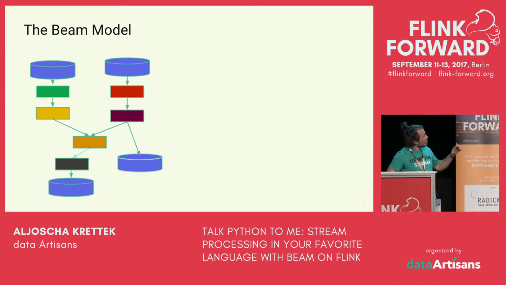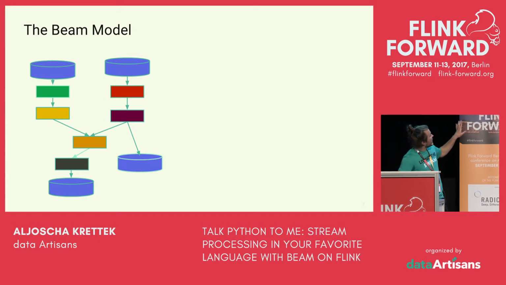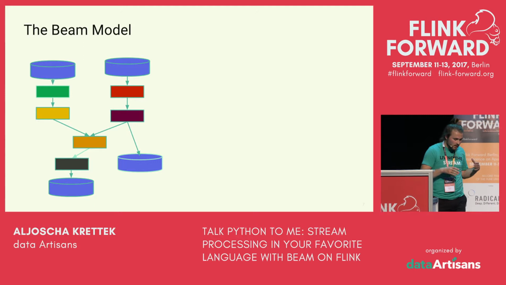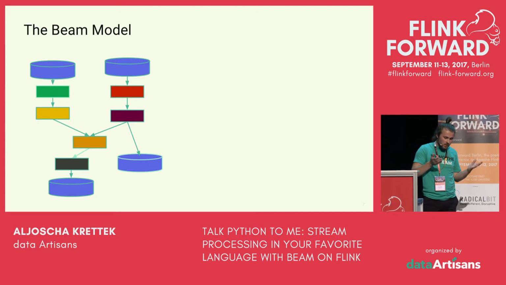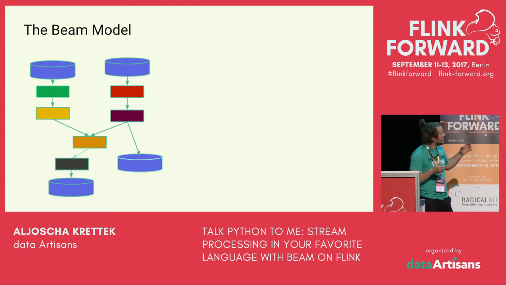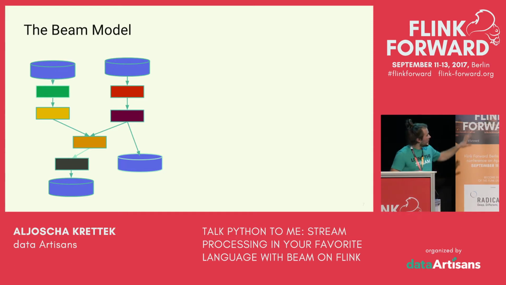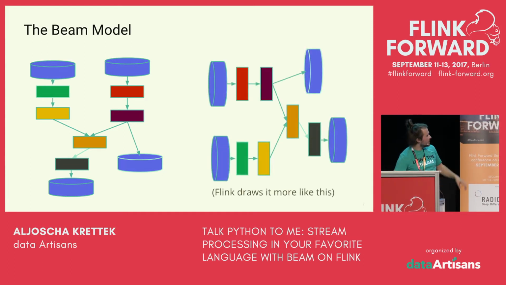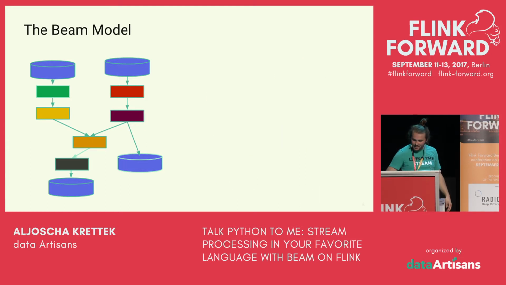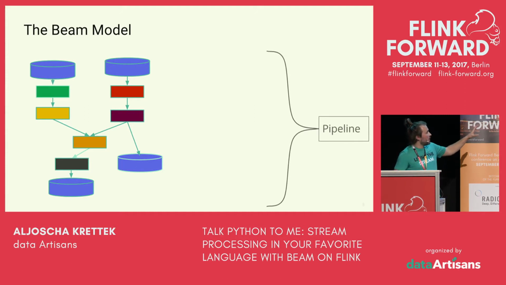So when you program a job or an application in Beam, what you do is you're generating basically a graph of transformations that goes from sources through some transformations, and that goes to sinks. So this is how the Beam folks usually show these graphs. Flink usually has it sideways, if you look at the Flink dashboard. But in Beam, this whole thing is called a pipeline.